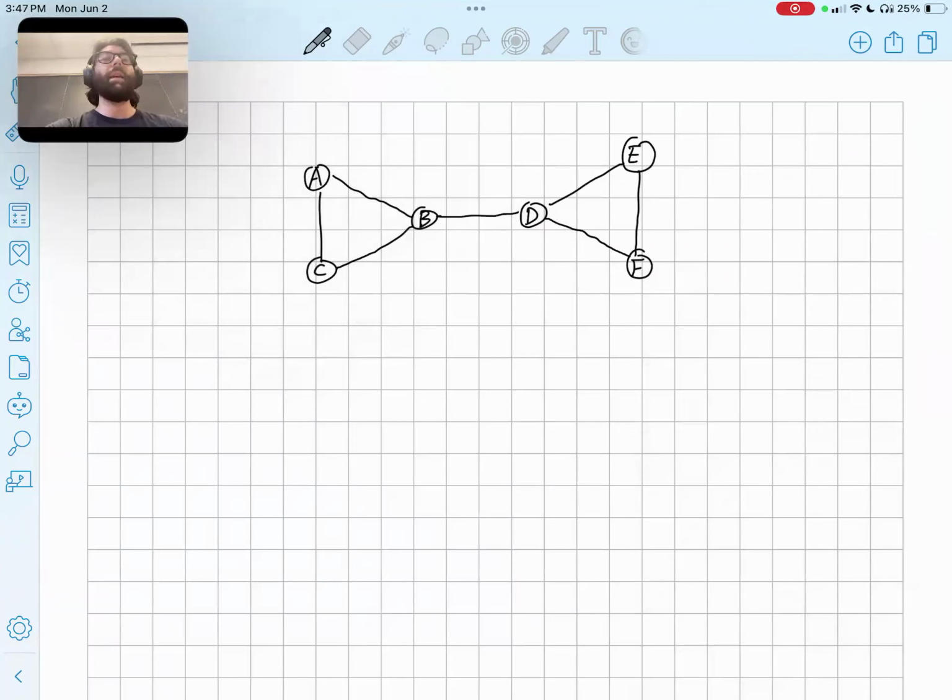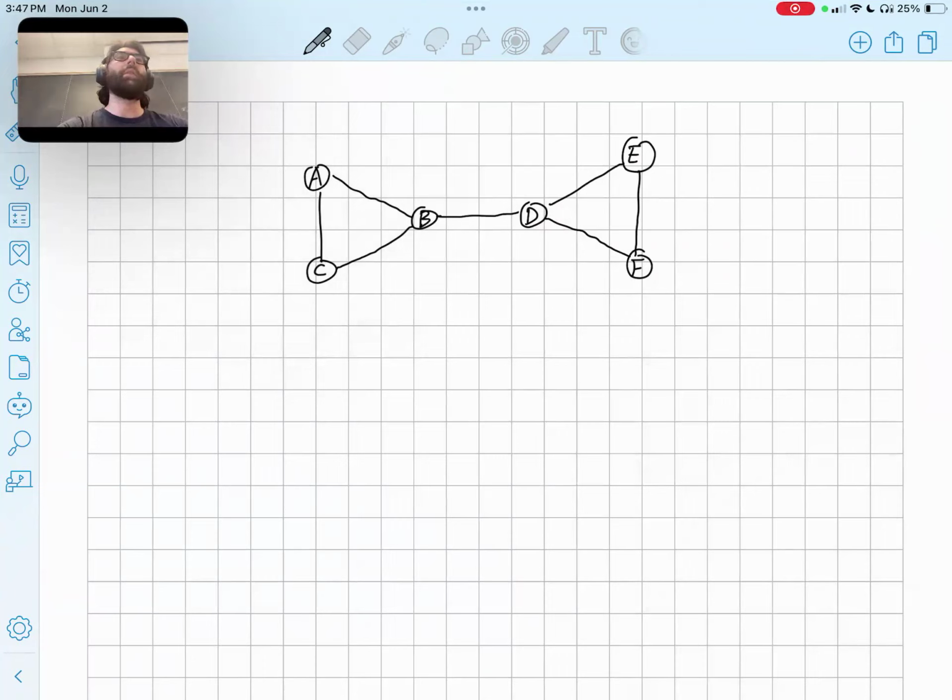Hi, everyone. In this video, we're going to apply our theorem from the last video, which stated criteria for when we can expect an Euler path or an Euler circuit to exist on a graph. And the way we did that, just very briefly, was we looked at the degrees of each vertex.